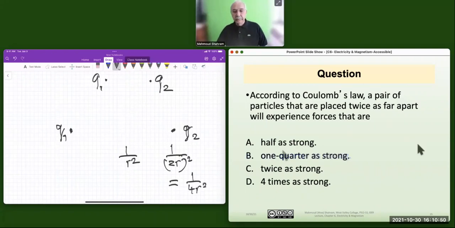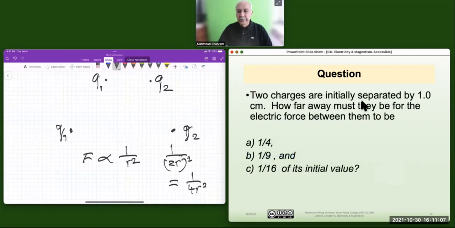So it would be 1/4 as strong. Two charges are initially separated by 1 centimeter. How far away must they be for the electric force between them to be 1/4? We just did that previous question. If it is 3 centimeters, 3 centimeters squared is 1/9, and for 4 centimeters, 1 over 16.